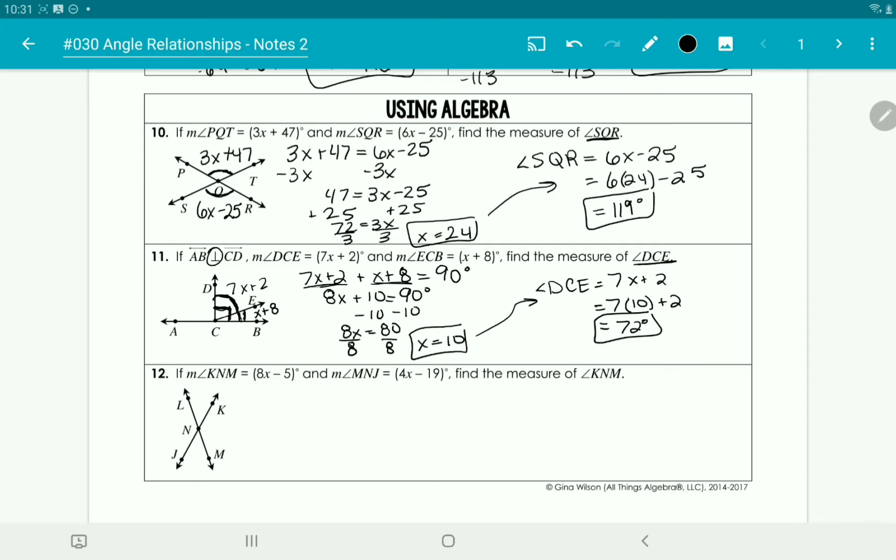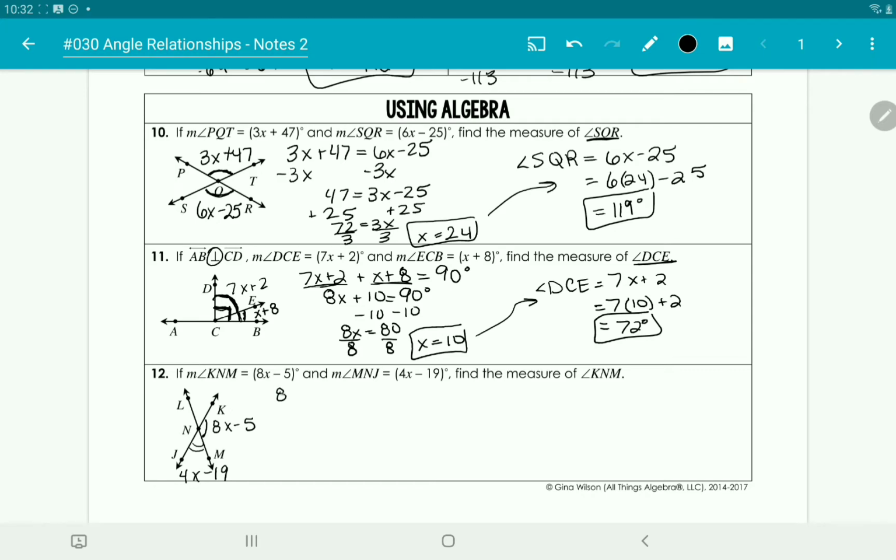If we look at the next one, angle KNM, so this one right here is 8x minus 5, and MNJ, so this one right here, again, I'll use two tick marks instead to show that they're different angles, 4x minus 19. Okay? These two make a linear pair. They make a straight line together. You can see they make a straight line. So they add to 180.